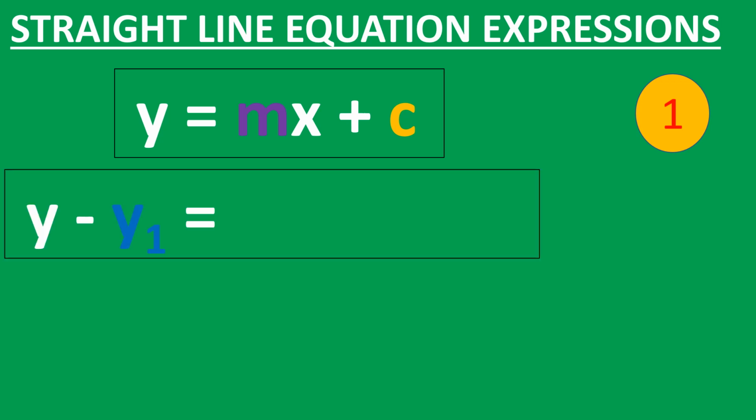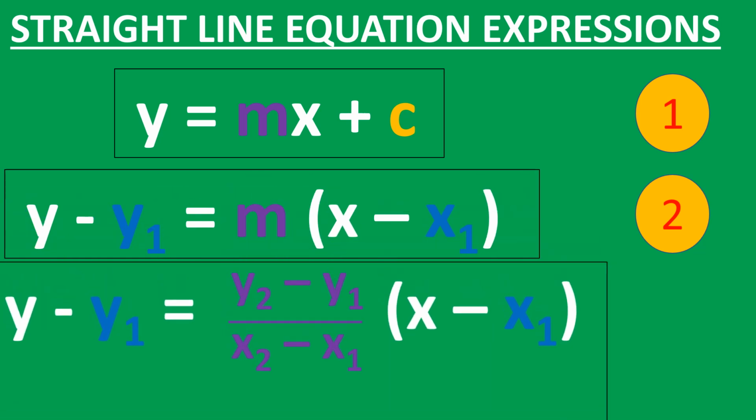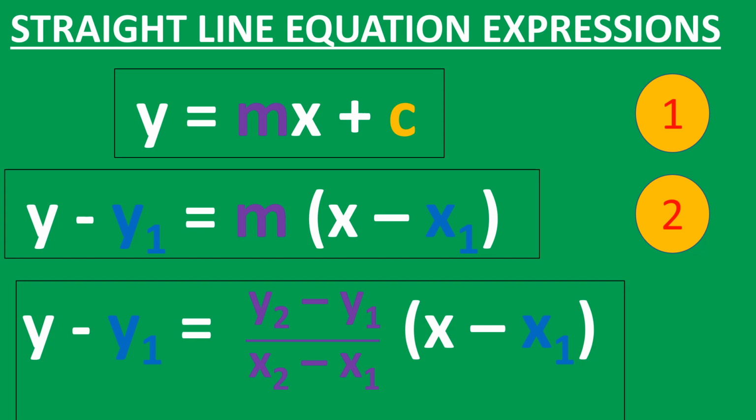while the second is y minus y1 equals m into the bracket x minus x1. The third is y minus y1, which is also equal to m into x minus x1. But this time around, m is represented as y2 minus y1 all over x2 minus x1.